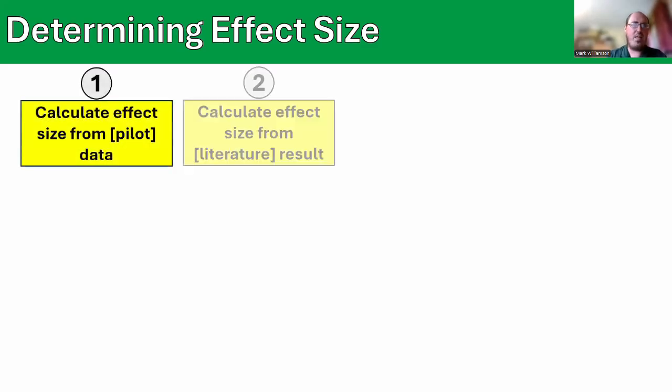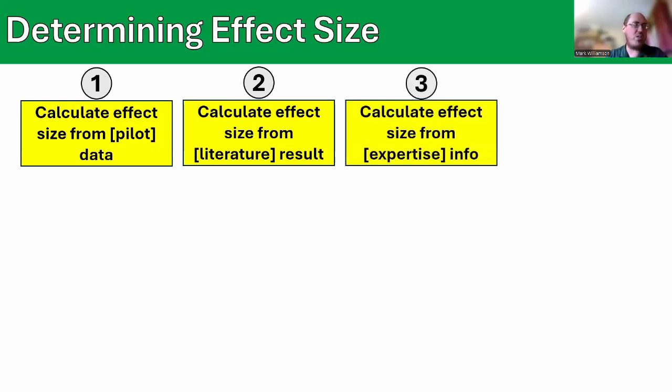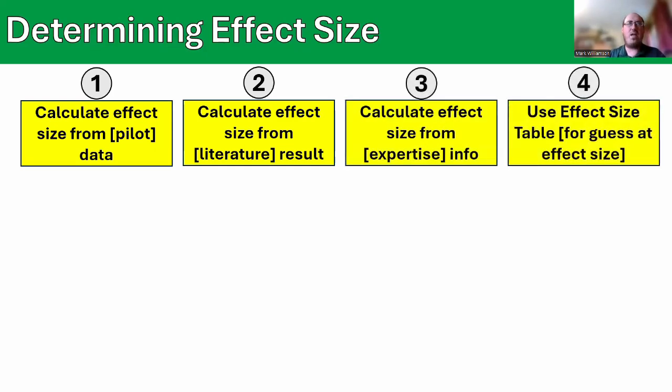So those are our 4 ways. Calculate from pilot data, from the literature or similar studies, from just general expertise, or more or less an estimated guess without any prior information. So if you get information from there, you can plug it in and get effect size, get sample size.